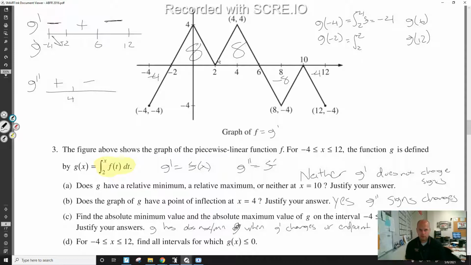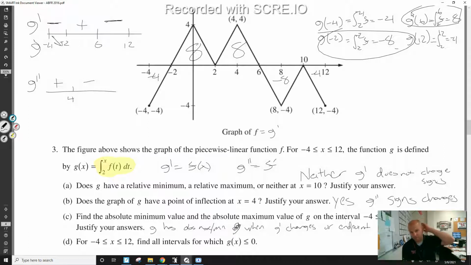G of -2, 2 to -2 would be -8. We also could have a min at 12. We'll get there. G of 6 is 2 to 6. 2 to 6 is 8. G of 12, 2 to 12 is -4. Here is my min. There is my max. They both occur at relative mins and maxes. And that's okay.